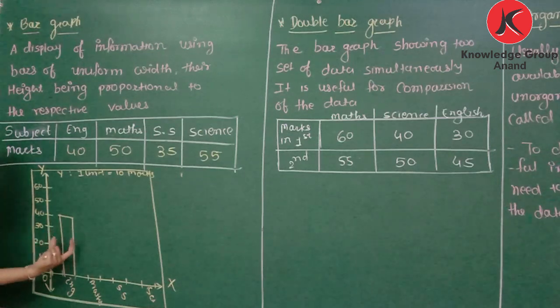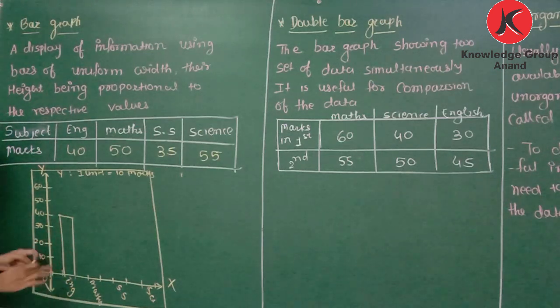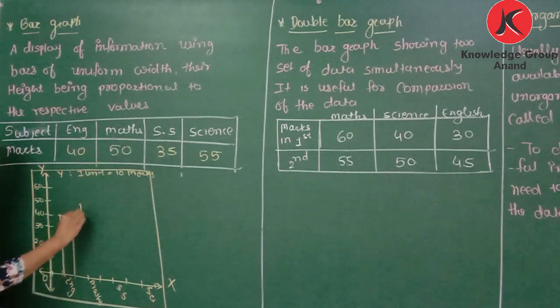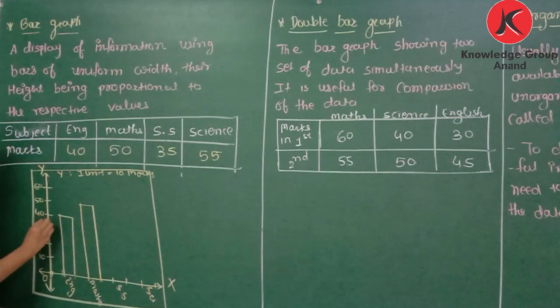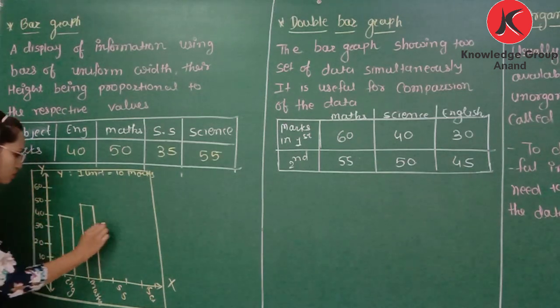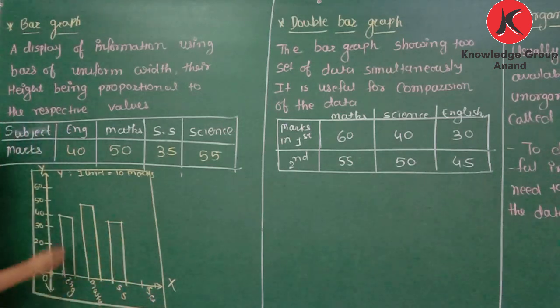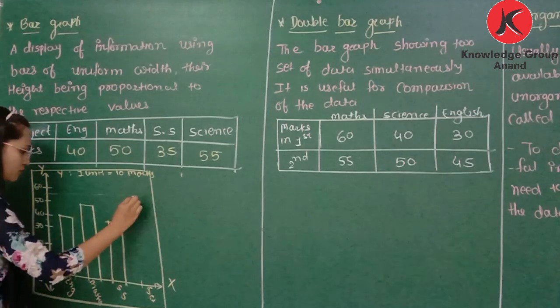Here the width of the bar for every subject will be the same. So here we represent one box width, and for every subject it remains one box width. Now 50, so we can represent 50 like this. 35 is between 40 and 30, so it will be like this. And for Science it will be 55, that is between 50 and 60, so we can draw.